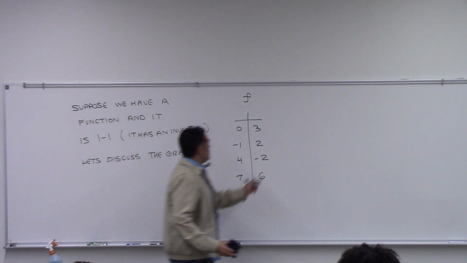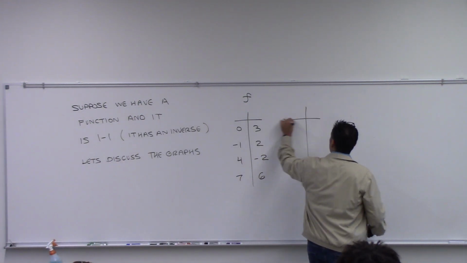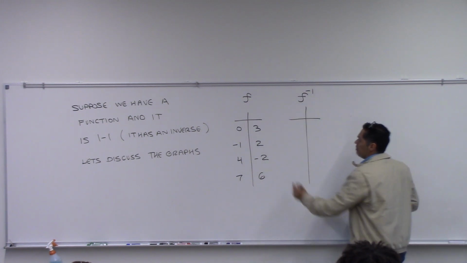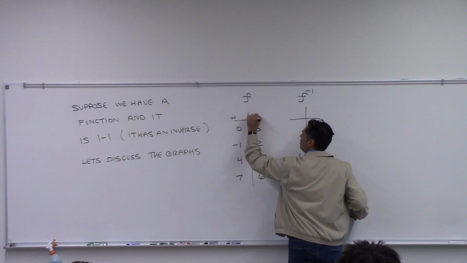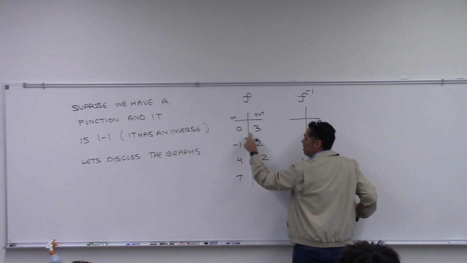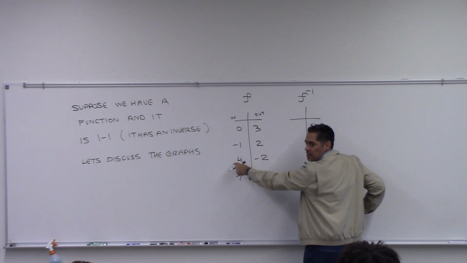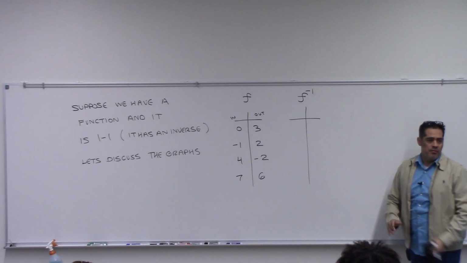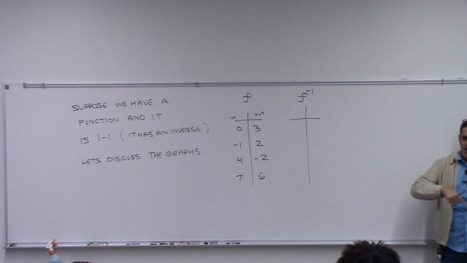What I'd like to ask you is, what does the table for the inverse function do? Remember, this is the input, this is the output for this function. This is like the truck going in dirty, coming out clean. Dirty, clean, dirty, clean. Input, output. What should the inverse do? It undoes it. It undoes what f just did.